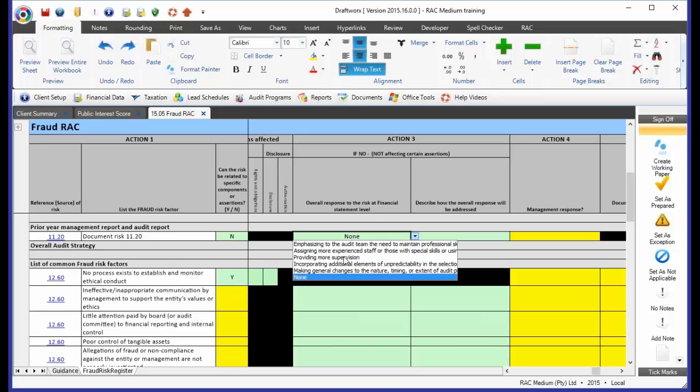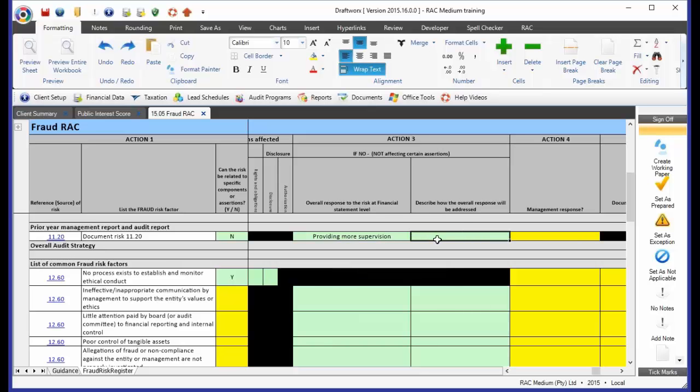Let's go and say we're going to provide more supervision. Then I need to go and describe how I'm actually going to implement it. So how do I provide more supervision? Partner will visit daily.